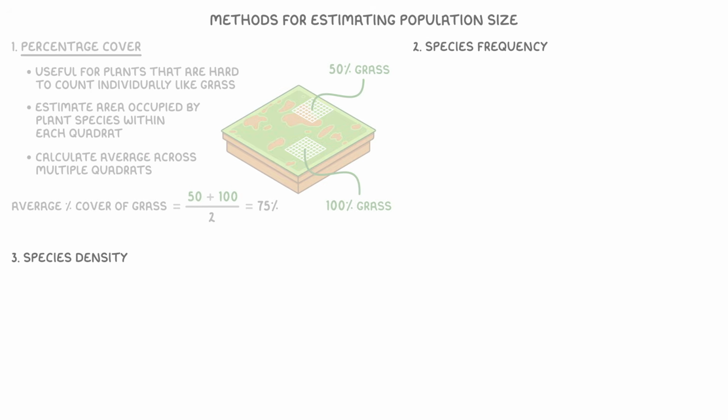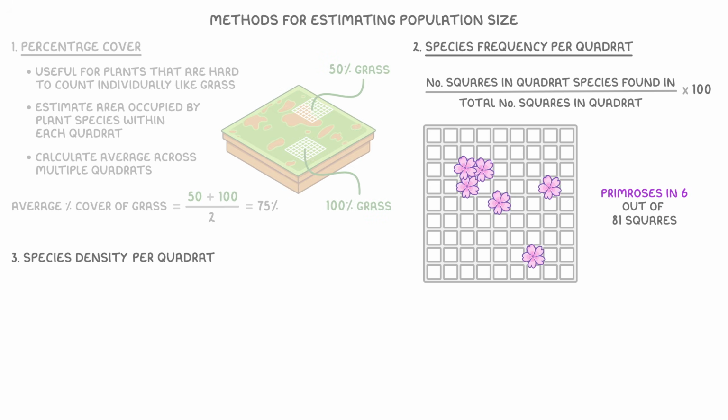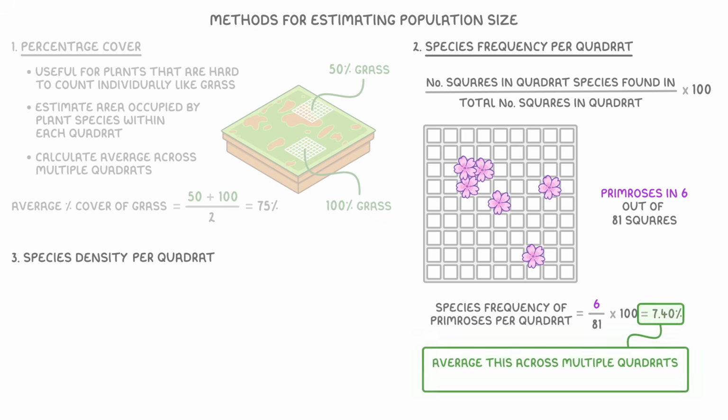You can also calculate species frequency or species density per quadrat. To calculate the species frequency per quadrat, we count the number of squares in a quadrat a given species is found in, and divide this by the total number of squares in the quadrat, and then multiply by 100. For example, if primroses are found in 6 out of 81 squares, the species frequency of primroses per quadrat is 6 over 81 times by 100 to give 7.40%. We can then average this across multiple quadrats to get a more representative value for the whole area we're sampling.